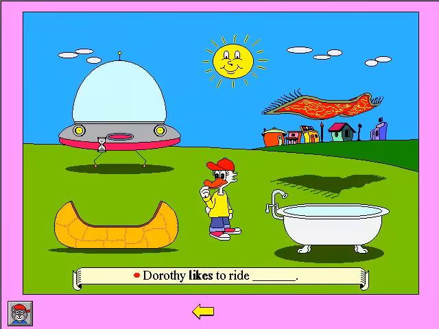Clock. Hickory dickory dock. The mouse ran up the clock. Rock. Hickory dickory dock. The mouse ran up the rock. Sock. Hickory dickory dock. The mouse ran up the sock. Hickory dickory dock. The mouse ran up the block.